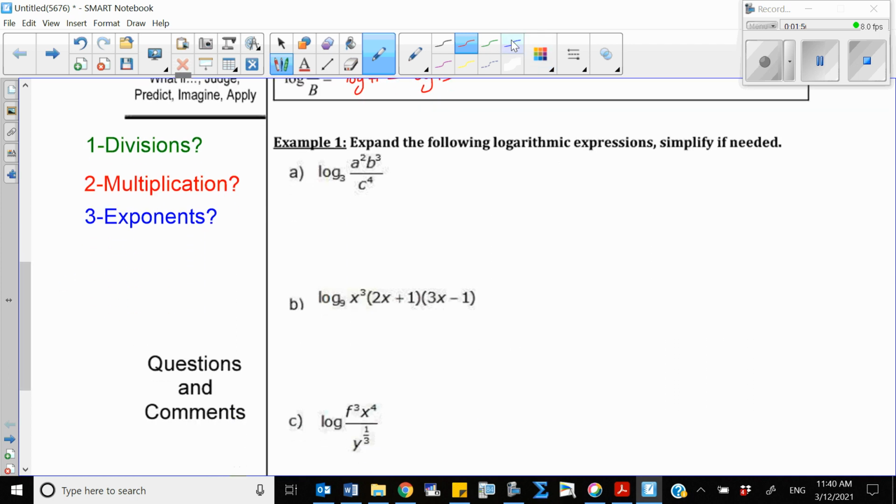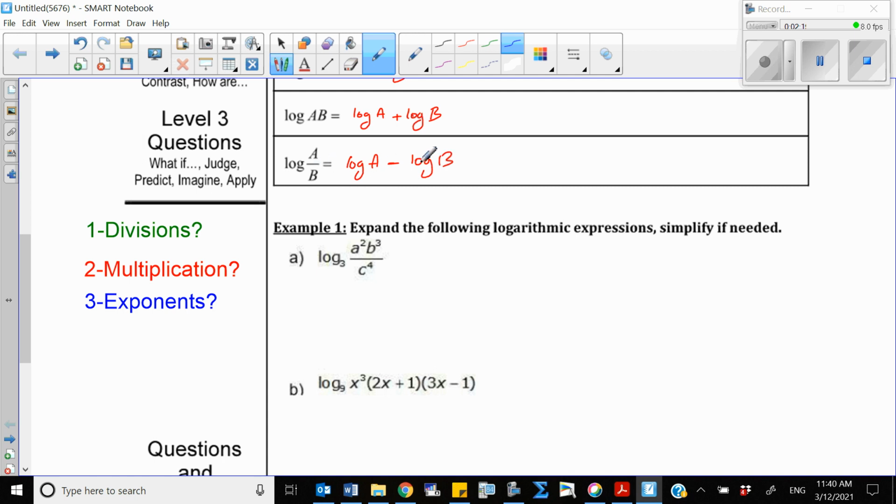So let's do some examples here. The first one here, we have log base 3 of a squared b cubed over c to the power of 4. So as I'm looking at this log expression, the first thing that I see here is a division. So I have a quotient, I can change it to subtraction. So I can write this as log of the top, which is a squared b cubed, minus log, I forgot the base, log base 3 of the denominator, and that's c to the power of 4. So that's the first step.